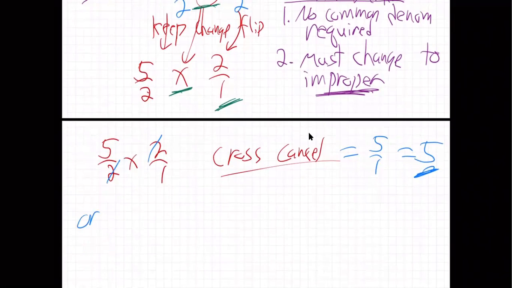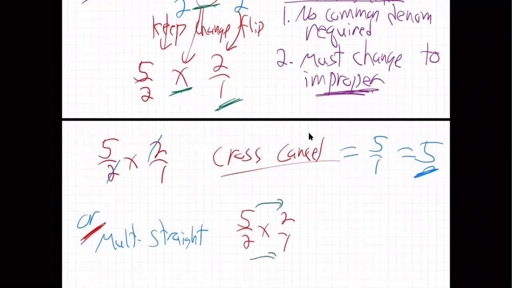Or you can multiply straight. You can multiply straight, so you can go 5/2 times 2/1. This is the other way. You can just multiply straight: 5 times 2, 2 times 1, 10/2. It's going to end up being 5 in the end, either way, right?